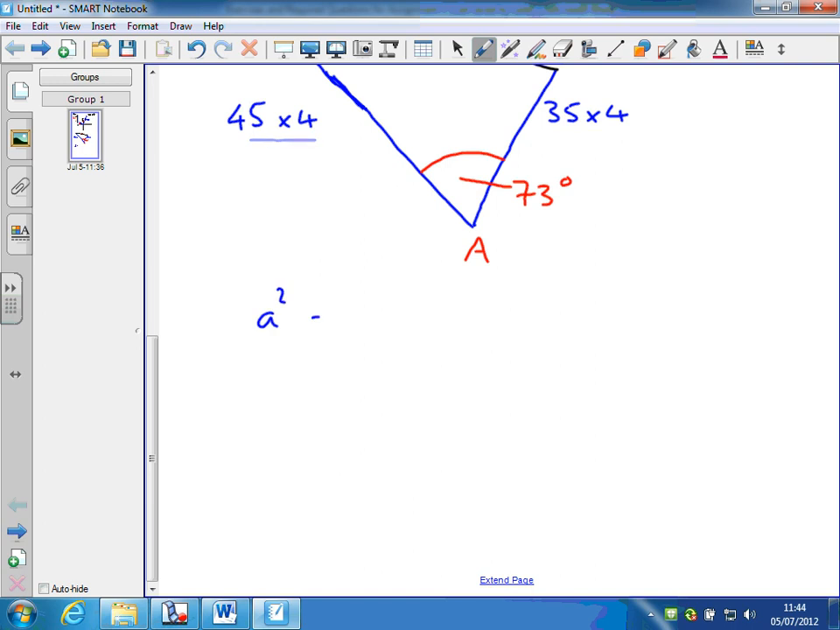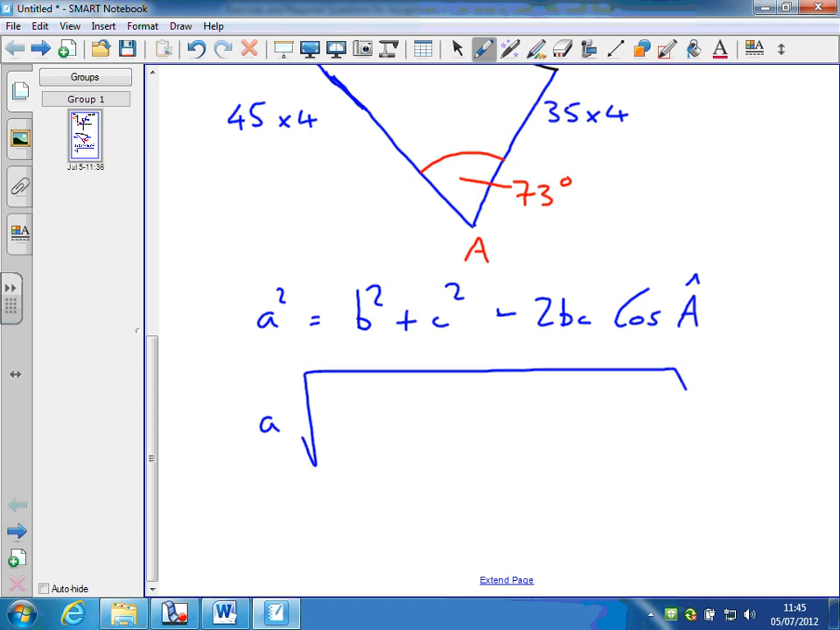The missing side squared equals b squared plus c squared, the other two sides, minus 2bc cos of the angle. So I know the other two sides and I know the angle A, so I can plug those values into the formula. It might be worth remembering that A is the square root of that, of course, so in your calculator you can, to make sure you don't forget, put A equal to the square root of b squared plus c squared minus 2bc cos A.